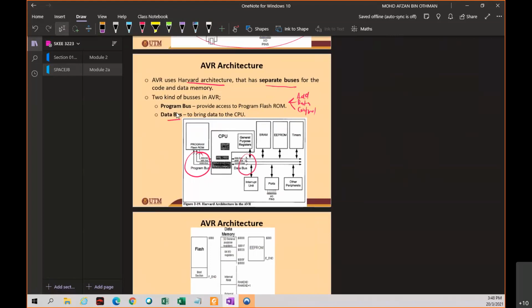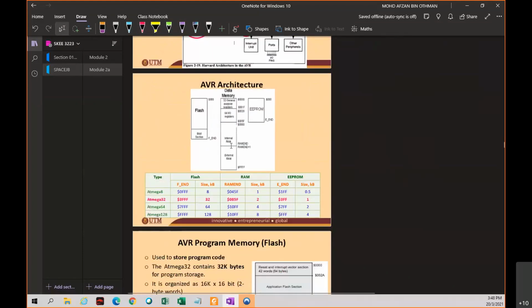While the data bus, on this side, is what we call the data bus, brings data to the CPU. All the data from here will be brought to the CPU by using the data bus. The data bus is the same as well: you have an address bus, data bus, and control bus at the same time. And then this is our data memory. As I drew earlier, we can separate it into three parts. One is program memory, whose size is 32 KB.